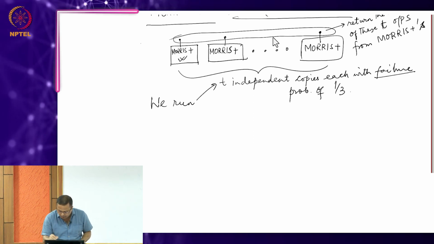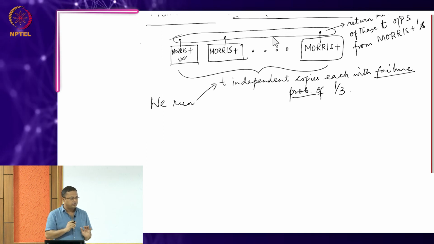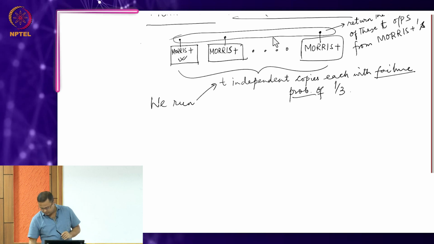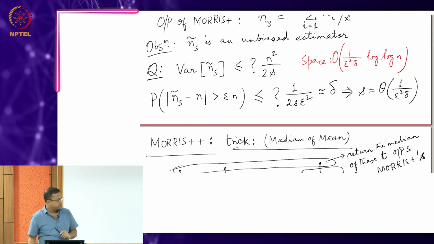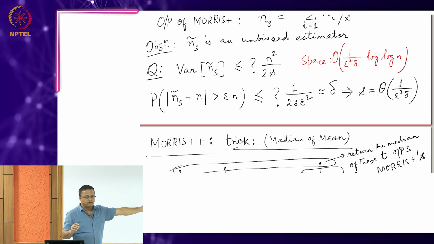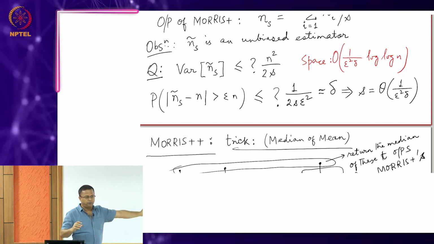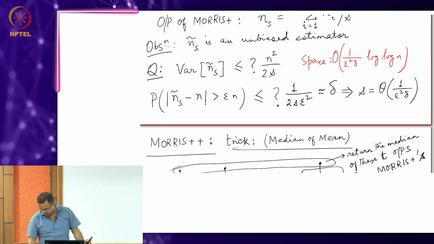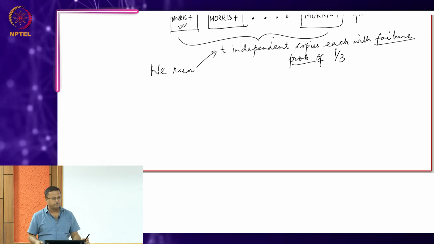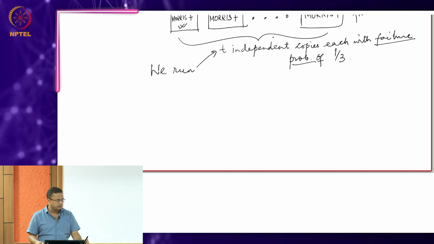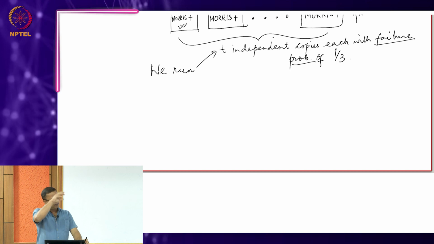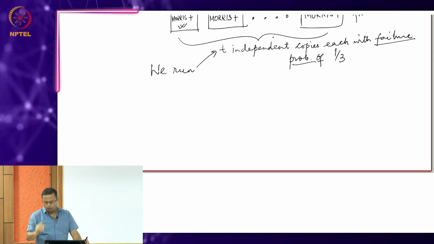So what does this failure probability actually mean? It means that this is failing with a probability of 1/3. That is, you are not getting close to your value with a probability of 1/3. Once I have fixed this failure probability, the number of Morris plus instances is known.